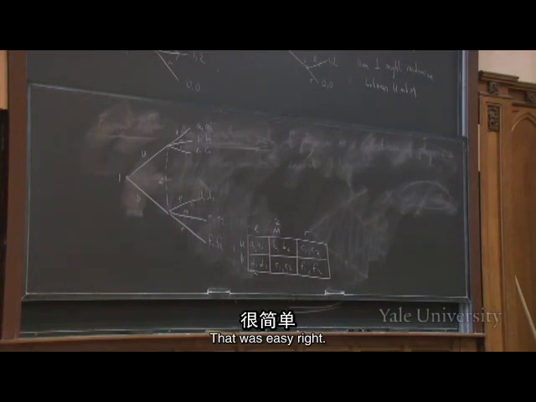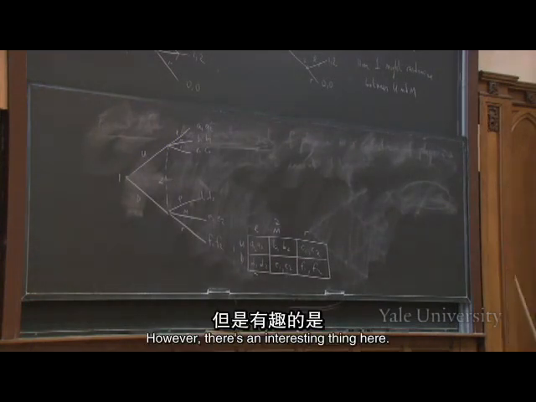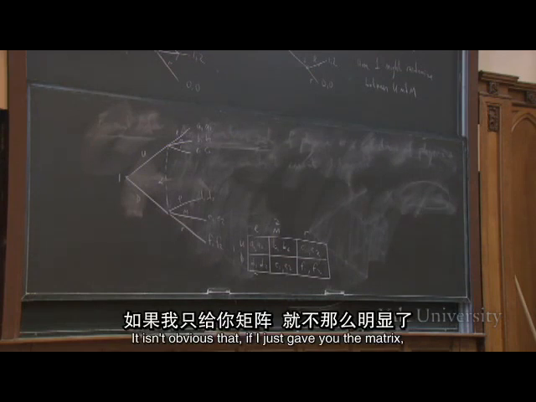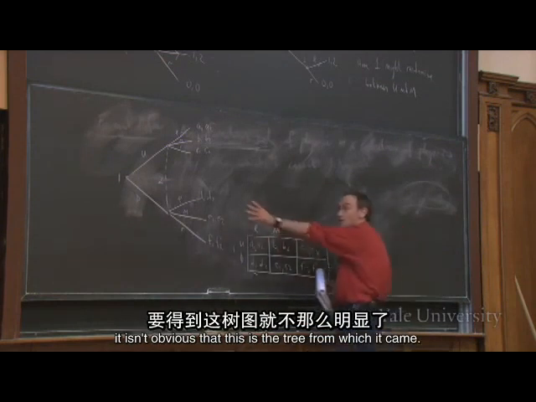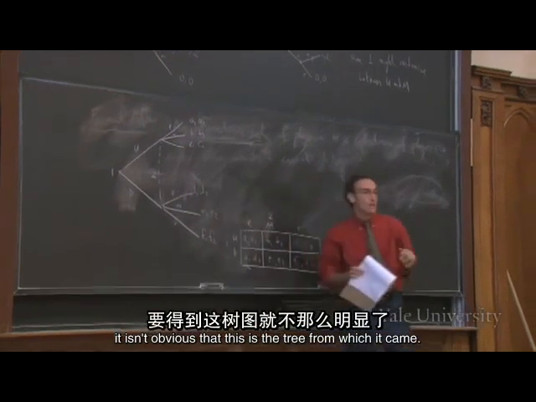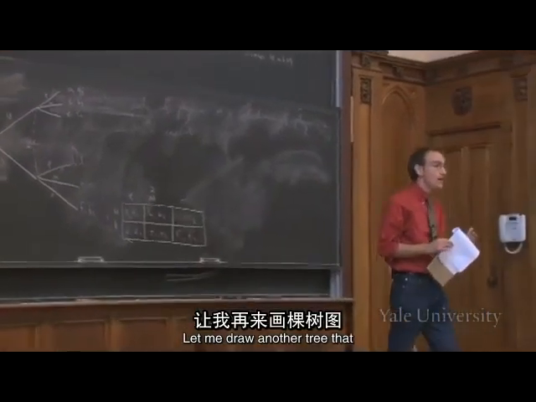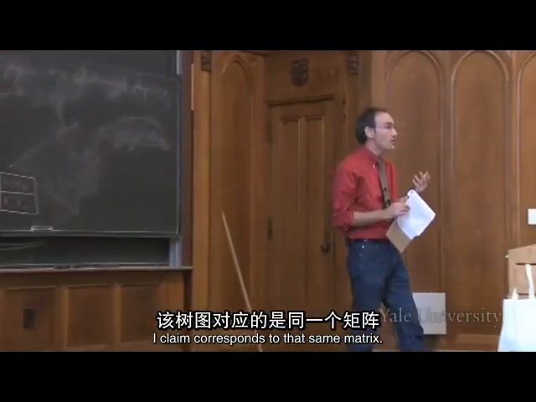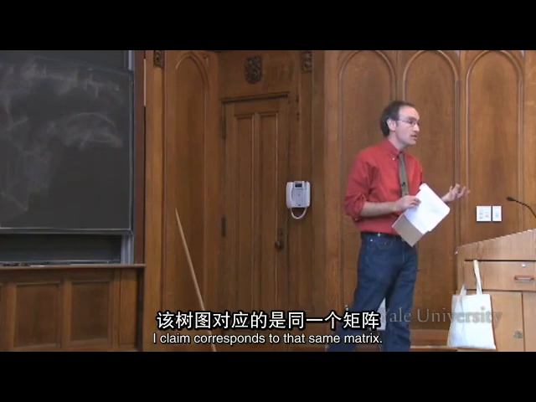All right. However, okay, so that was easy, right? However, there's an interesting thing here. If I just gave you the matrix, it isn't obvious that this is the tree from which it came. Let me draw another tree that I claim corresponds to that same matrix.